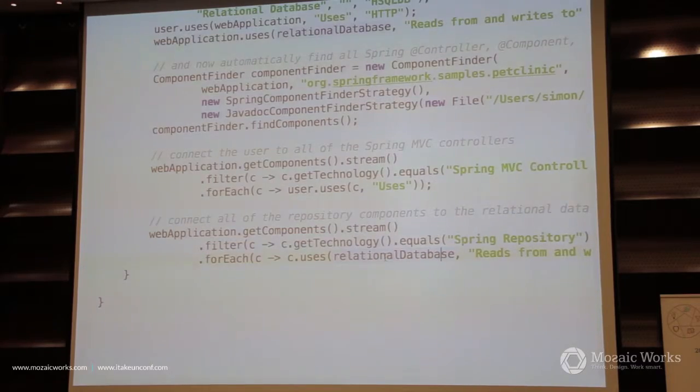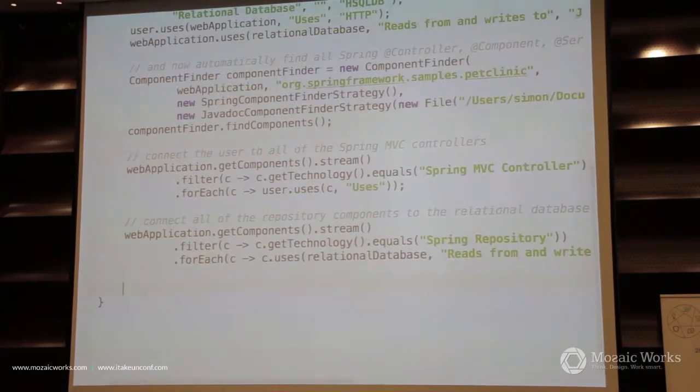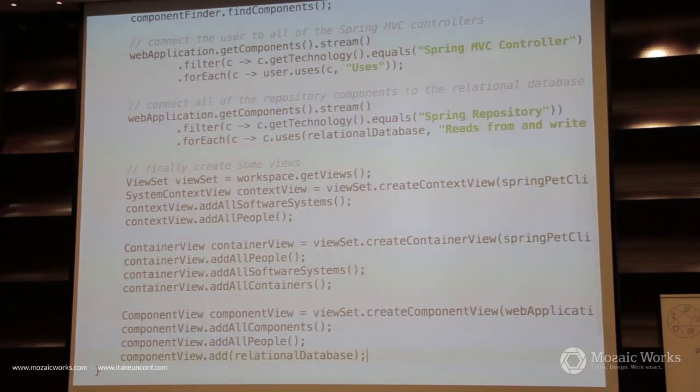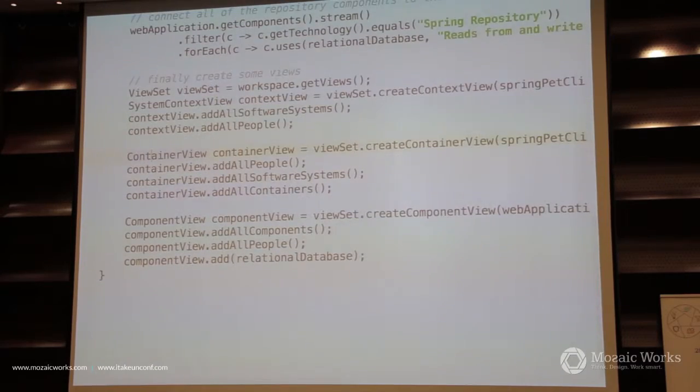What's next? Well, we need to somehow visualize this. So, I'm going to create some views, and these views basically map onto the diagrams I showed you this morning. I'm going to create a system context view, which is very simply all software systems and all people. I'm then going to create a container view, which is all people, all software systems, all containers. And then the component diagram is very simply all components, all people, and the database. That's what I want to show on these pictures.